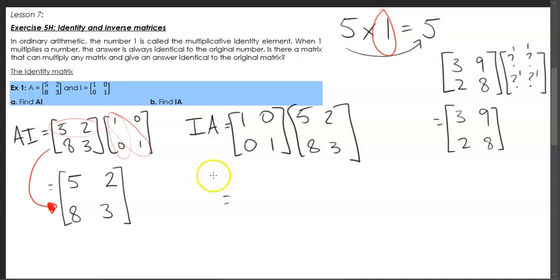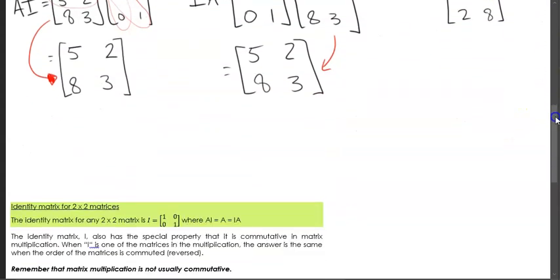So the order of the matrix in this case makes no difference. You'll end up with, again, 5 2 8 3. So when it comes to inverse multiplication, identity multiplication, it's commutative. We can flip them around and still get the exact same matrix that we originally intended to, provided that the matrix is a square matrix. So it's a 2 by 2 or 3 by 3 or 4 by 4. In this case, we're only going to be focusing on 2 by 2s.